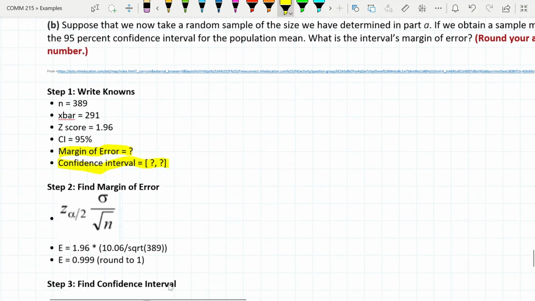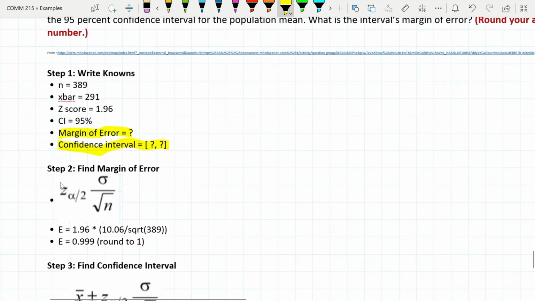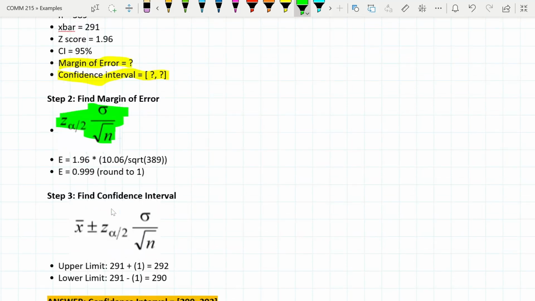So step 2, find the margin of error. We're going to be using this formula here. Let me highlight that in green. So once we plug in our numbers, e is equal to 1.96 times 10.06 divided by the square root of n, which is 389. That gives us 0.99, and since it tells us to round to the nearest number, we're going to round it to 1.